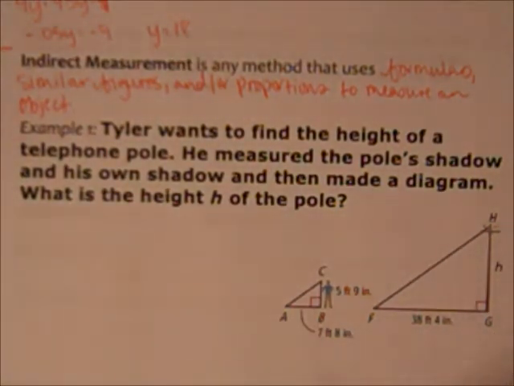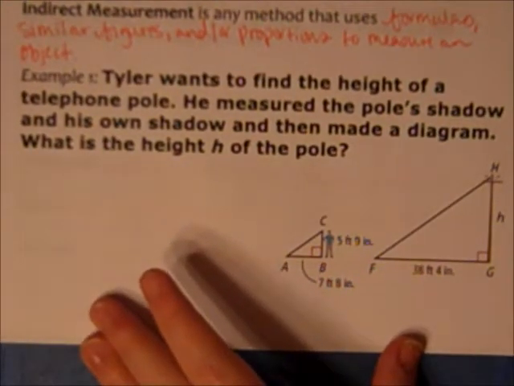So direct measurement would be to get out your ruler, to get out your yardstick and actually measure it. But sometimes that's not feasible. So we use this indirect measurement where we use math to still get the measurement without actually getting out a ruler. Okay, and you've used this a lot, you just didn't call it indirect measurement.